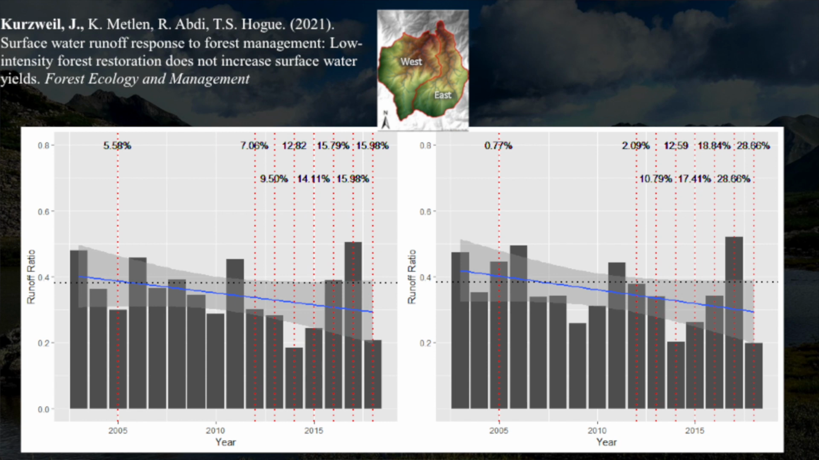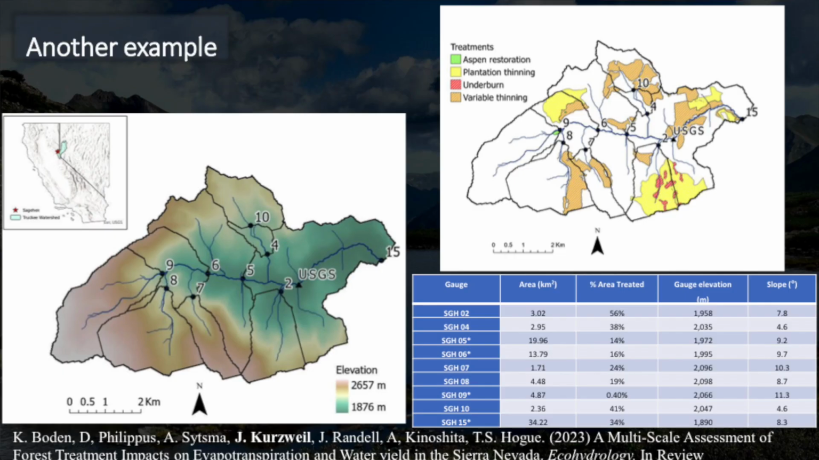That was the first thing telling me I didn't get the result I wanted. The second one is I ran the statistics and it was non-significant and it was a downward trend over time. I would have expected us to see increases in water yield as we increase our treatment. So unfortunately, in this case, low impact treatments do not have a significant impact on water yields. Oops, wrong direction.